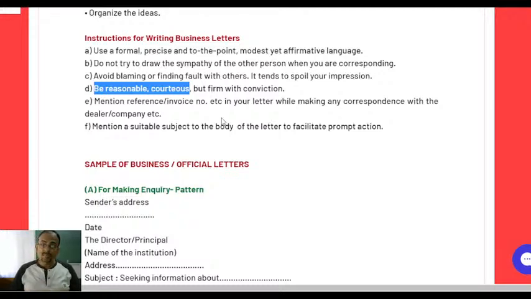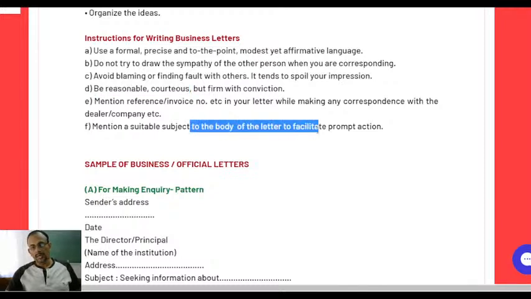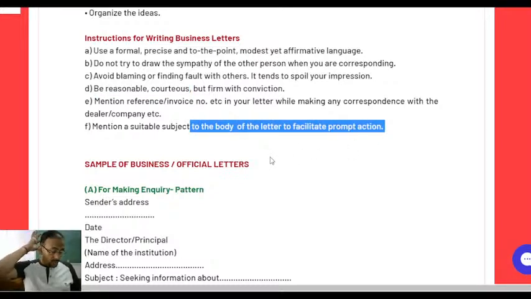Therefore, the invoice number is very, very important to write in your letter at the beginning, and then mention a suitable subject for the body of the letter to facilitate prompt action. If you write a subject, then the dealer, or whoever you are writing the letter or mail to, will come to know what the mail or the letter is all about.